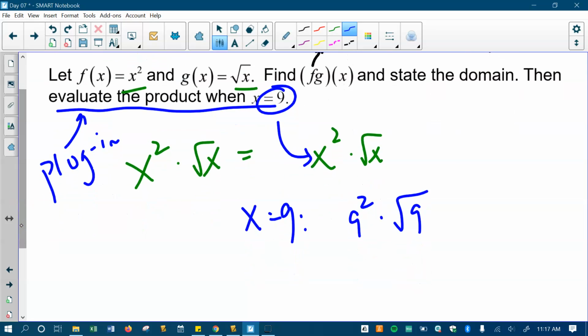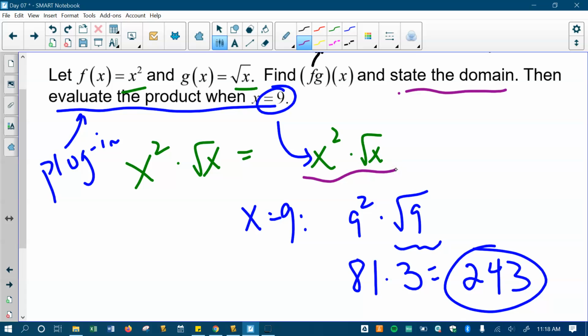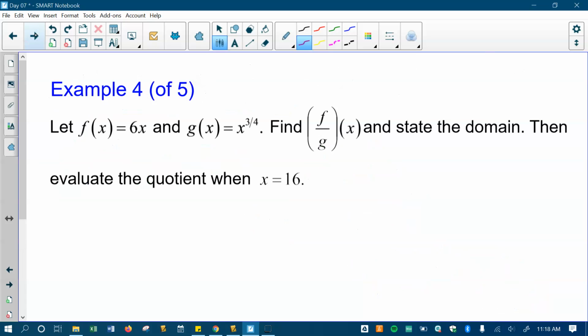Now 9 squared is 81 times the square root of 9, which is 3. And I could get my handy dandy calculator out and I would find out that this answer would be 243. Okay, now again, one thing that I didn't say right now is to state the domain, and we will talk about the domain afterward. Let's go on to 4. For 4, we got 6x and x to the 3/4. So let's go and look at this one.